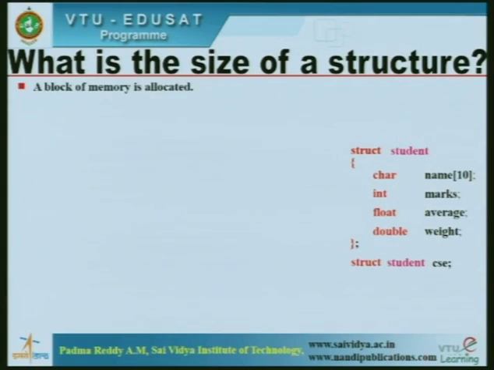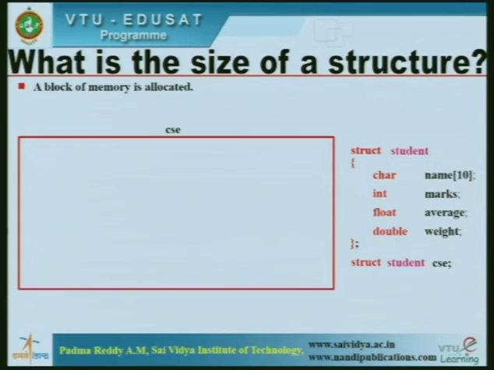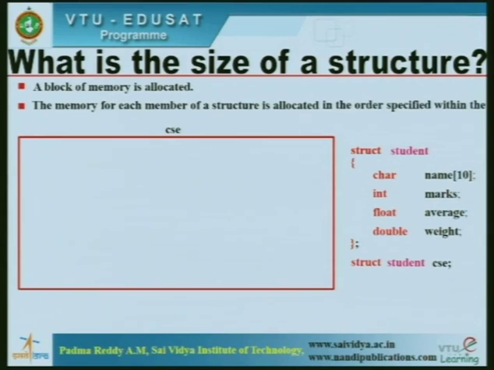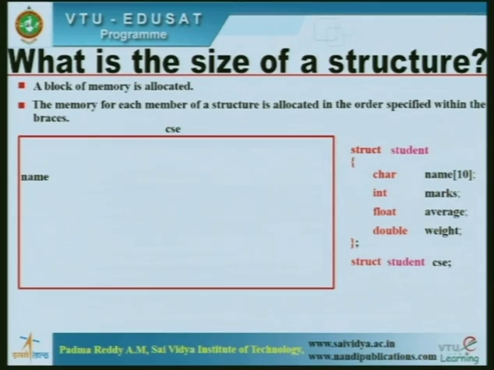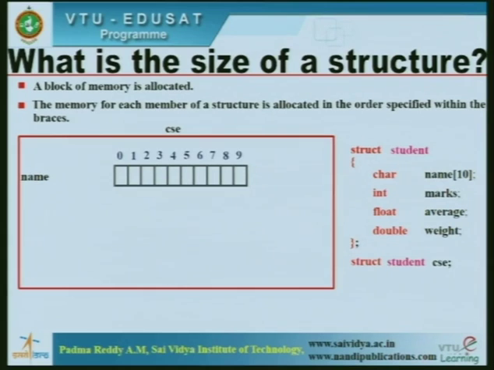Now here what will happen? Memory will be allocated. A block of memory is allocated something like this, and this block is identified by the name CSE. The memory for each member of a structure is allocated in the order specified within the braces. So, first memory is allocated for name. Name takes how many bytes? Name takes 10 bytes, ranging from 0 to 9.